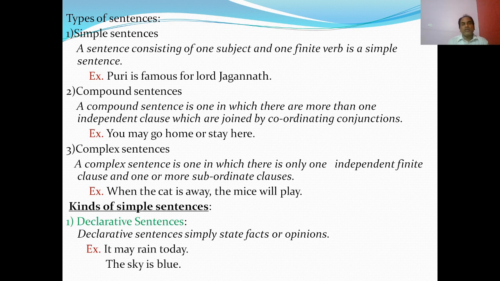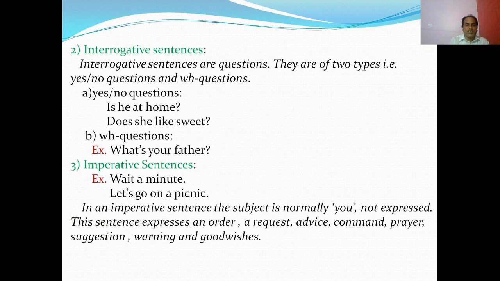Okay. So let us discuss the kinds of sentences. We know four kinds: declarative, interrogative, imperative, and exclamatory. First, let us discuss the declarative sentences or statements. Declarative sentences simply state facts or opinions. Take the examples: it may rain today, the sky is blue. These are examples of declarative sentences or statements.